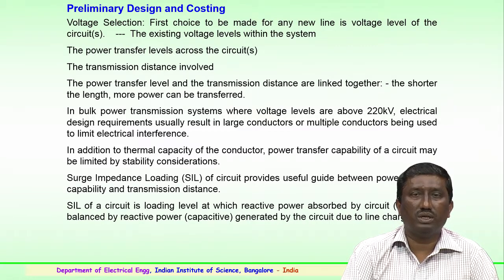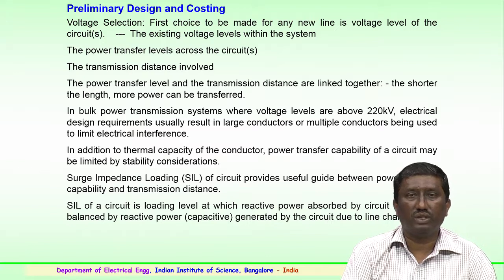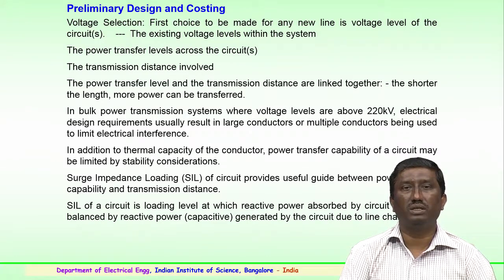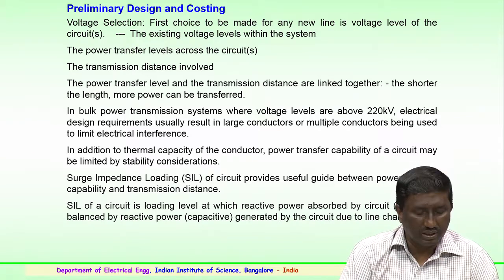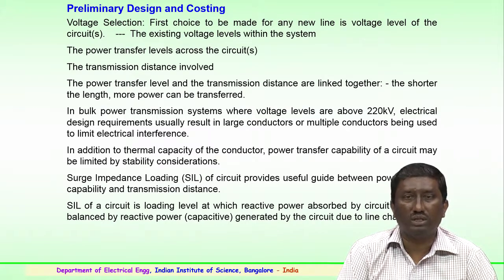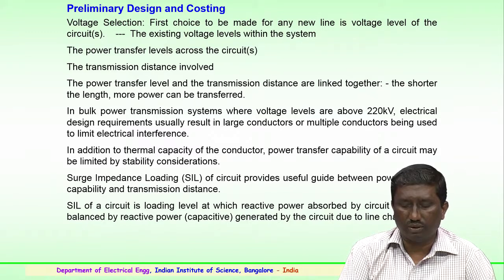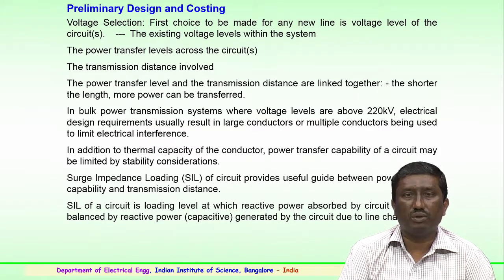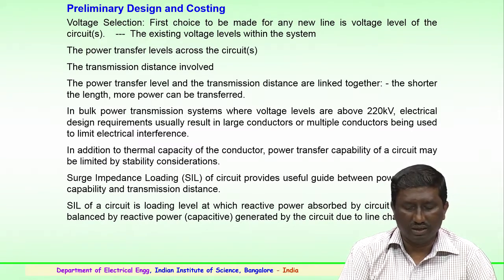In addition to the thermal capacity of the conductor, the power transfer capability of a circuit is limited by the stability considerations which are planned. The important component is the surge impedance loading. The surge impedance loading of a circuit provides useful information about the relationship between the power transfer capability and the transmission distance. This is a very important line.